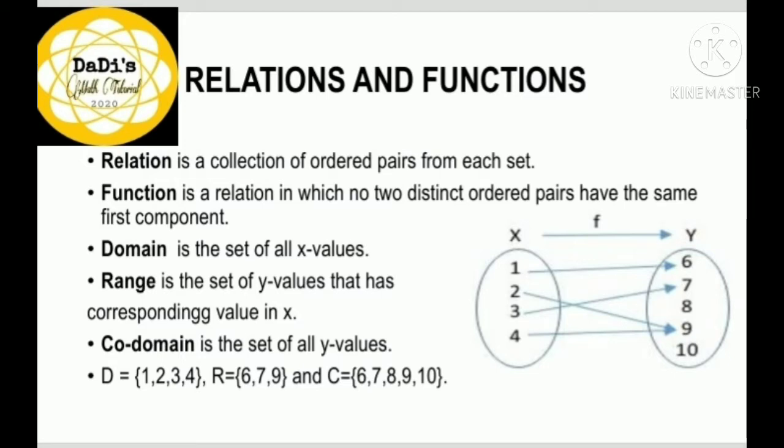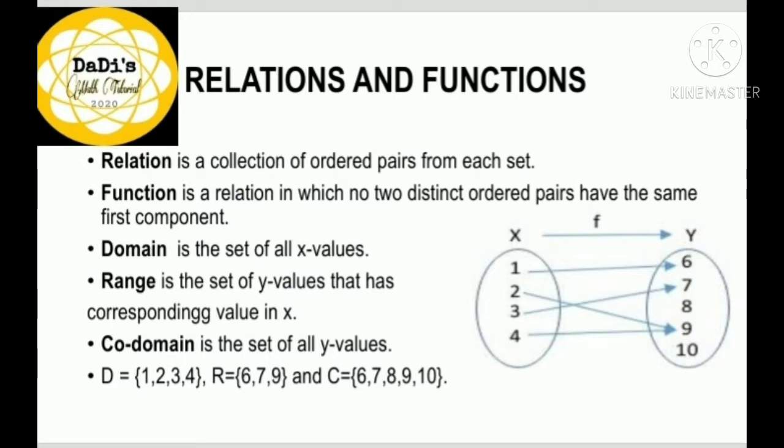So, yung tawag natin sa set of all x values ay domain. Nakikita natin dun sa picture or dun sa diagram yung values of x which are 1, 2, 3, 4. Yun yung ating domain. Range is the set of y values that has corresponding value in x, in which matatawag nating range ang nasa second component if and only if meron siyang kapartner or meron siyang ka-corresponding value sa x. So that is the range, while codomain is the set of all y values.